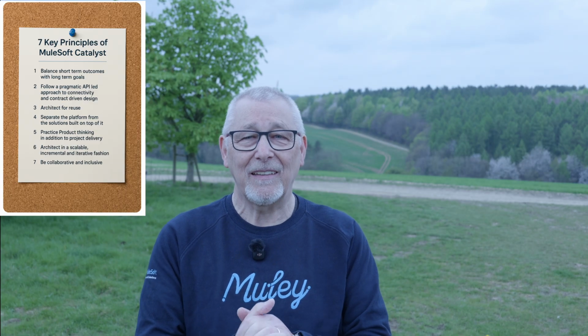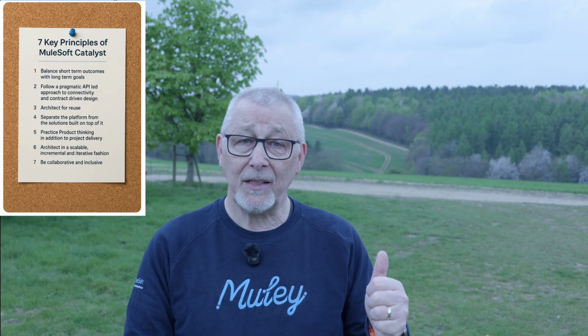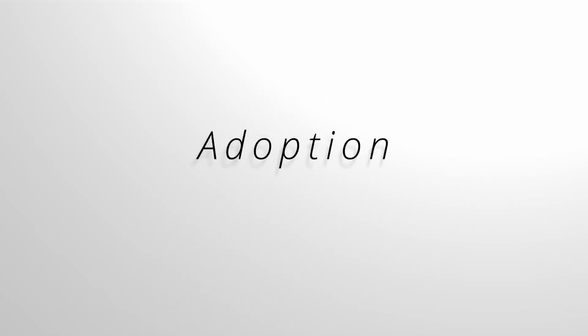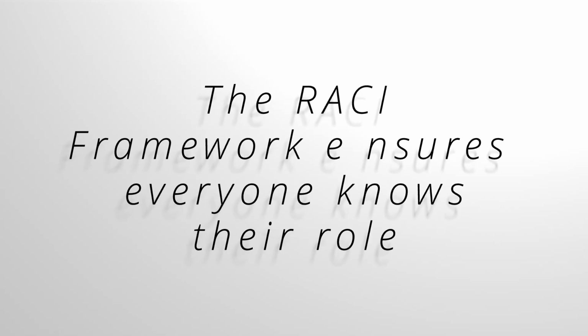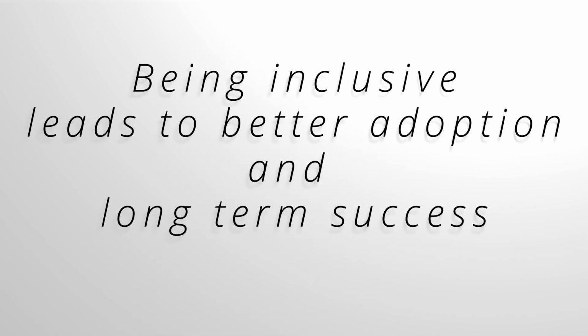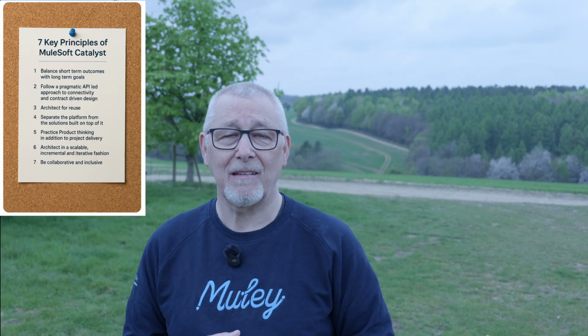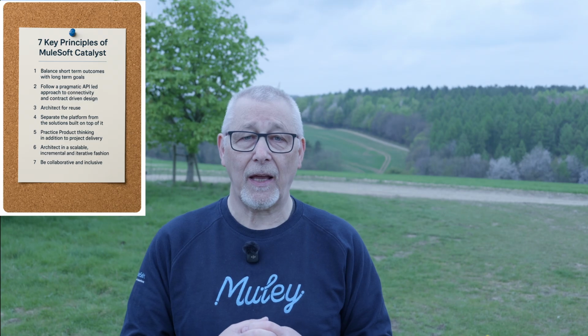So the key takeaway: collaboration isn't just about technical design. It's about ensuring listening, giving feedback, adoption, and success. And what is the final takeaway then? Well, great architecture is a team effort. The RACI framework ensures everyone knows their role. Early and continuous stakeholder engagement prevents costly mistakes. And being inclusive leads to better adoption and long-term success. So like I say, this is the final video on the 7 principles of Catalyst.